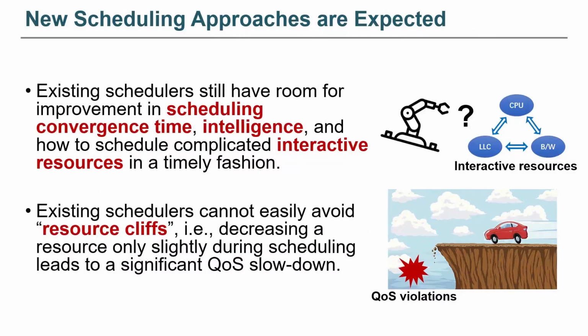Many prior studies have been working on mitigating QoS violations. However, they still have room for improvement in scheduling convergence time, intelligence, and how to schedule complicated interactive resources in a timely fashion. Moreover, existing schedulers cannot easily avoid the resource cliffs. They often incur unpredictable latency spiking during scheduling. Our community has been expecting new directions on developing resource scheduling mechanisms. We designed OSML, a novel machine learning-based resource scheduler for latency-critical services.